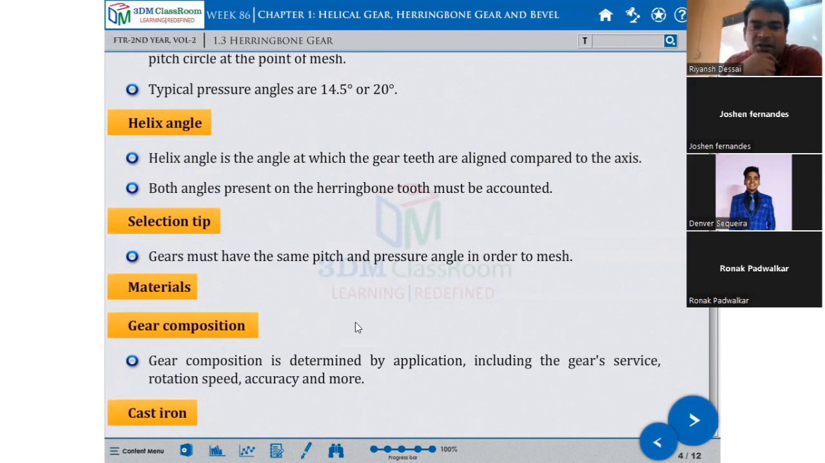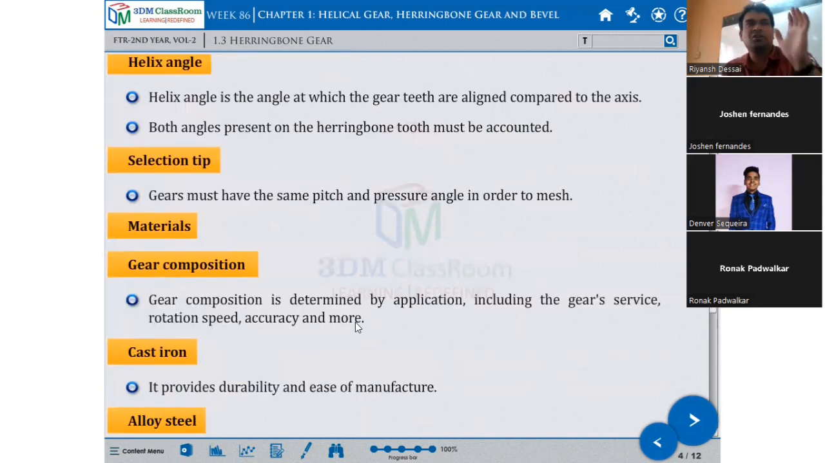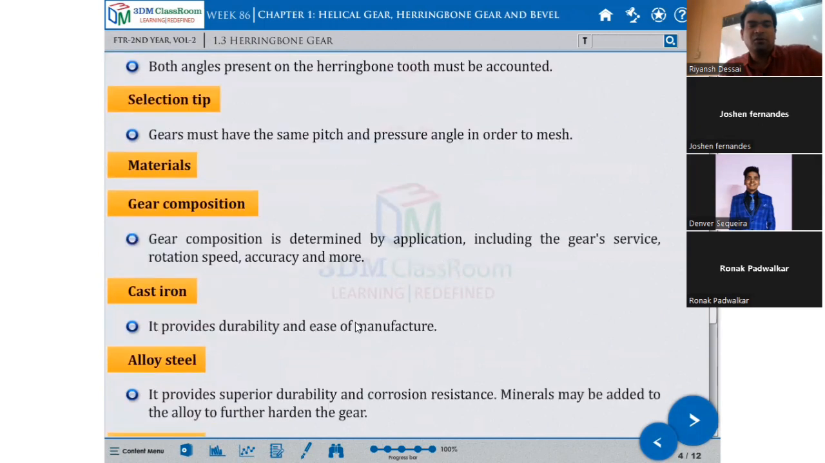Selection of teeth: the gears must have the same pitch and pressure angle in order to mesh. Material: gear composition may be determined by the application, including gear service, rotation speed, and accuracy and mode. Based on all these terms, the gear metal is defined.